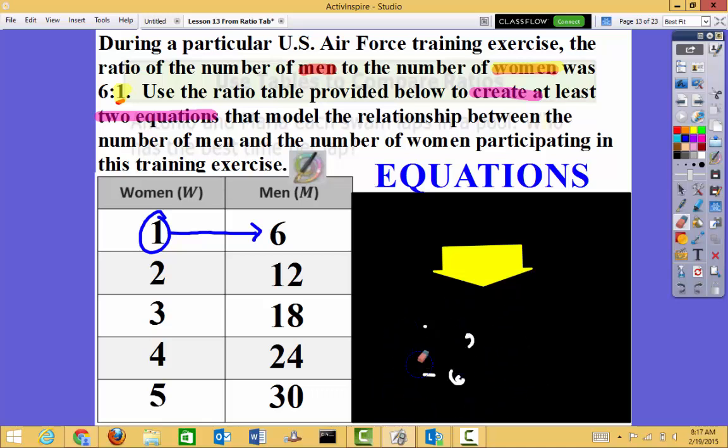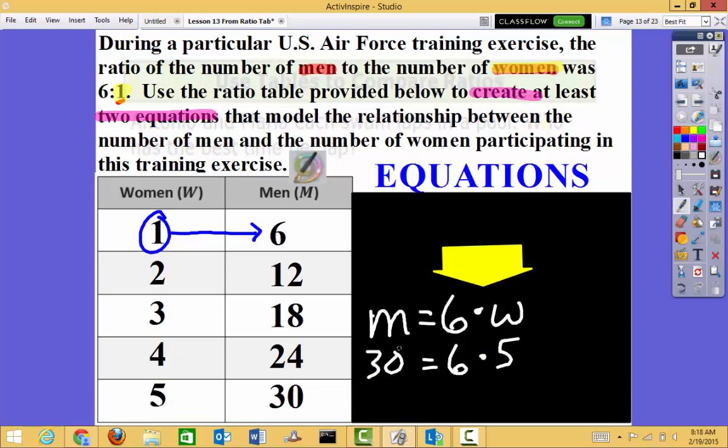So what did I do wrong on that one? Is it my women equals 6 men? No, it's actually my men equal 6 times the number of women. Now let's check it again. My women is 5, so this should equal 30. 6 times 5, 5 coming from right here, equals 30. That's correct.